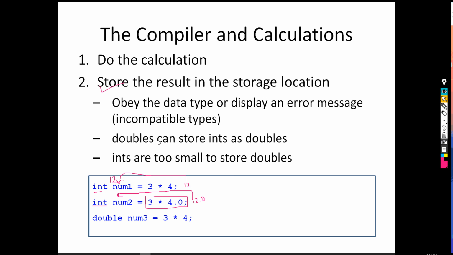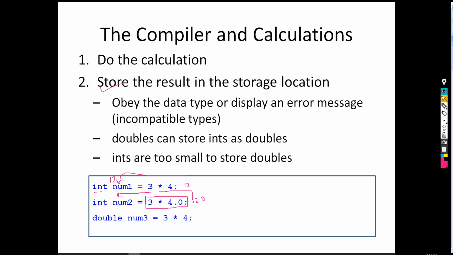It's important that you write down that doubles can store ints as doubles, but ints are too small to store doubles. So what happens is, and I think what I'll do is this. Doubles can store ints as doubles. Ints are too small for doubles.